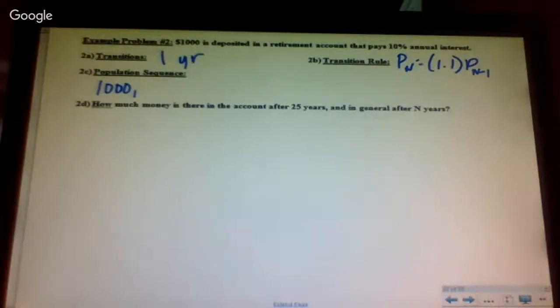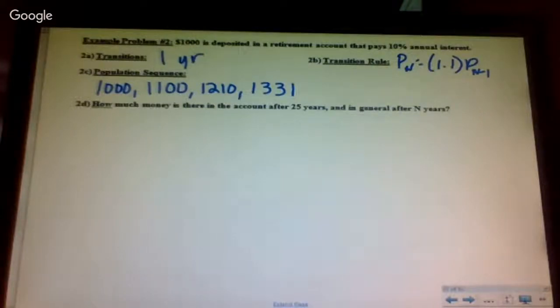What do we make after a year? 100 more, so 1,100. Then 1,210. Then 1,331. Okay, we'll stop there. How much money is there in the account after 25 years? Holy cow, this is a pain in the butt. Let me give you the shorthand right now. You ready?